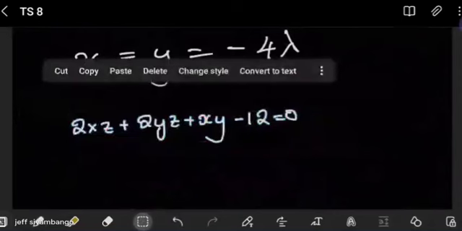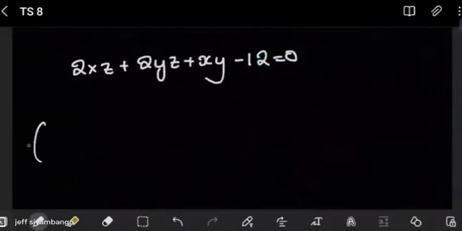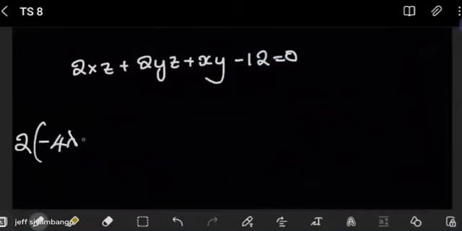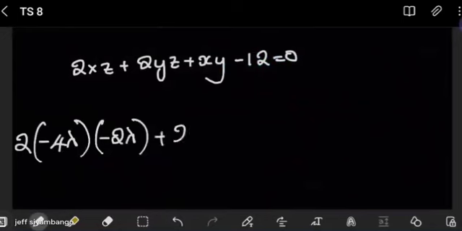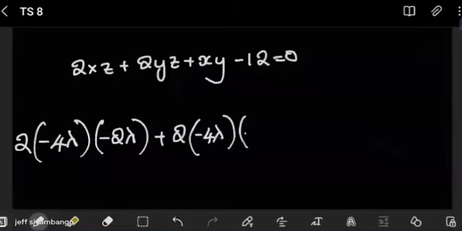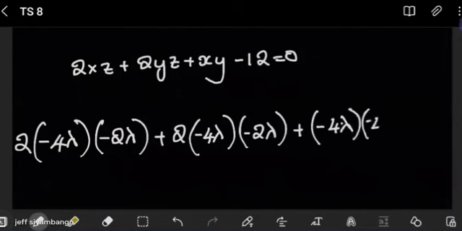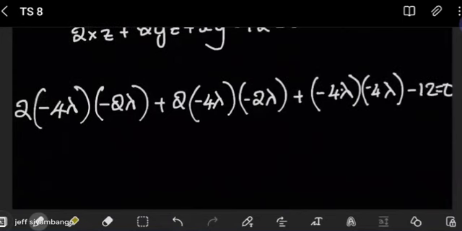And in equation 4, where there's x, we'll put minus 4 lambda. Where there's z, we'll put minus 2 lambda. Then plus, we have 2. Where there's y, we have minus 4 lambda, because y is also minus 4 lambda. z is minus 2 lambda. Then we have xy there, so this is plus x, minus 4 lambda, y, minus 4 lambda as well. Then minus 12 is equal to 0. So now we have substituted everything. All we have to do now is simplify.